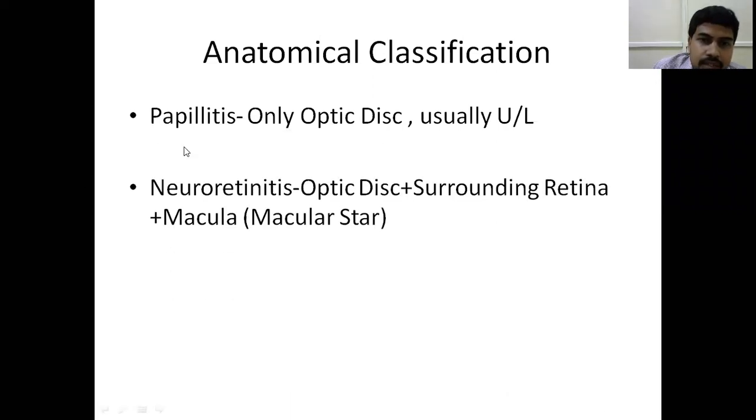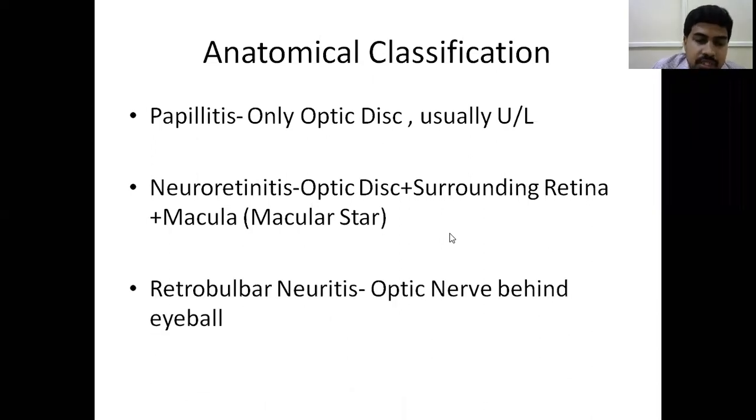Similarly, neuroretinitis. If the optic disc along with the surrounding area of retina is inflamed, along with involvement of the macula, a macular star is formed. That is known as neuroretinitis. This macular star, I'll show you in a diagram. So anatomical classification is papillitis. Only the intraocular part, that is only the optic disc, is inflamed, it is called papillitis. Neuroretinitis, when the optic disc along with the surrounding retina as well as the macula are involved, is seen in infectious conditions, mainly worm infestations.